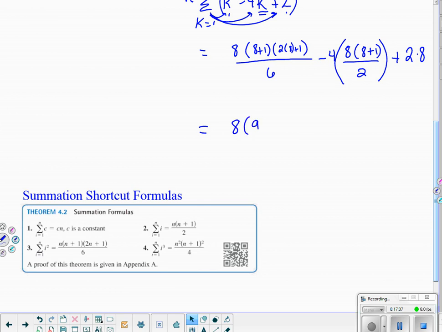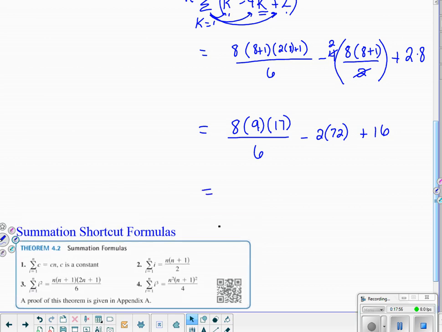8 times 9 times 17 over 6 minus 4 times 9 times 8 over 2. I could take 2 into 4, couldn't I? So 2 times 8 times 9 is 72. And lastly, we'd have 16. 9 times 8 is 72, so I'd have 72 times 17, but 6 goes into 72 12 times. Now I've got to do 12 times 17.